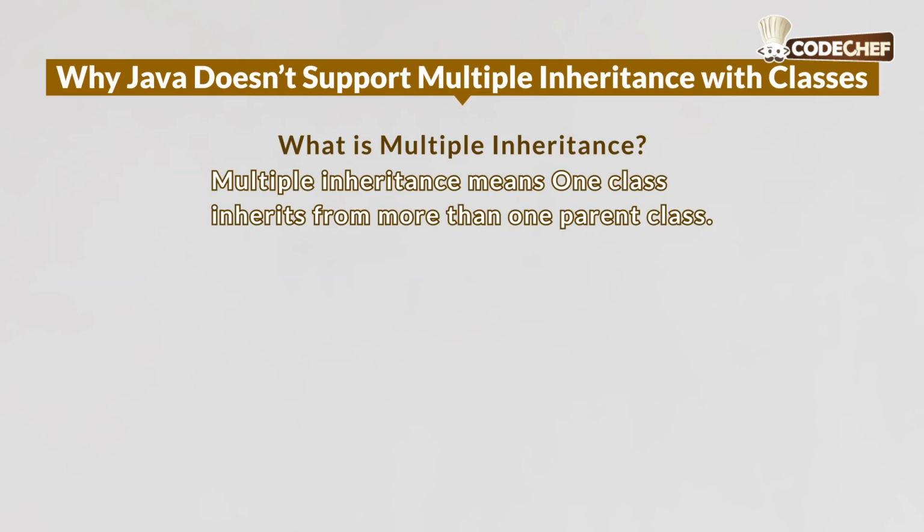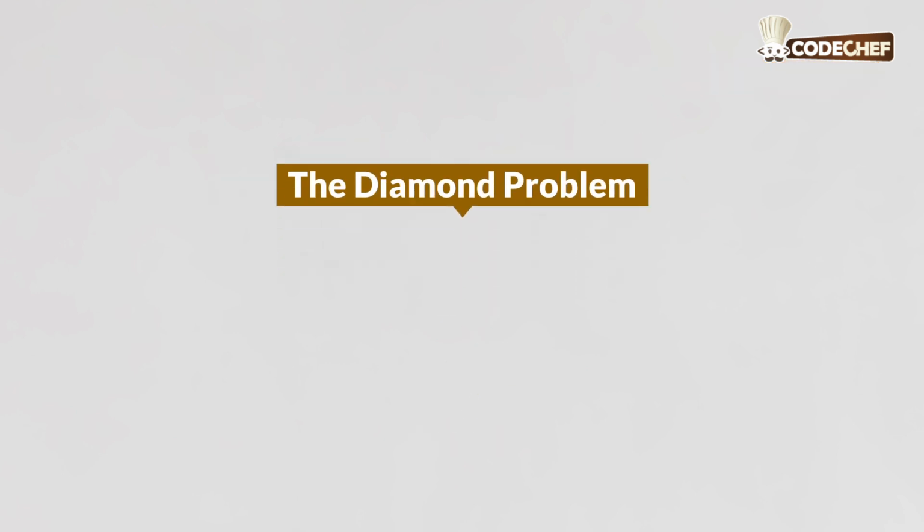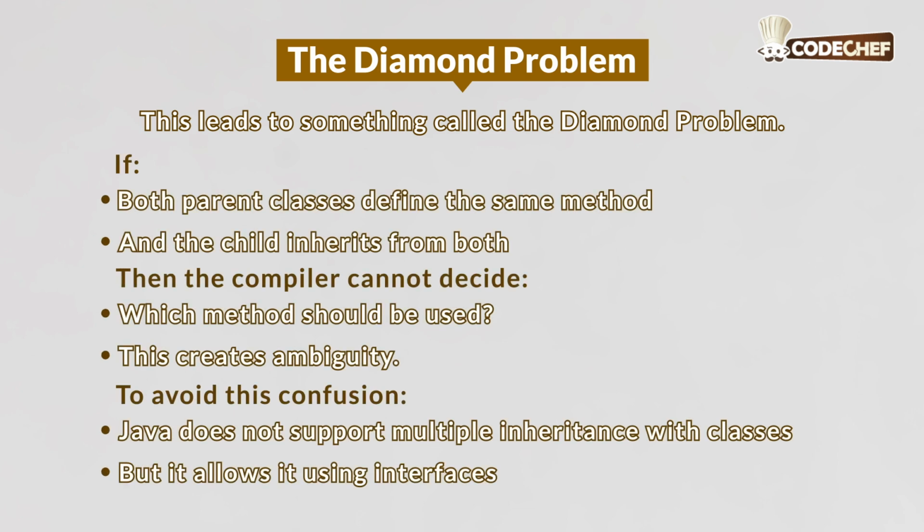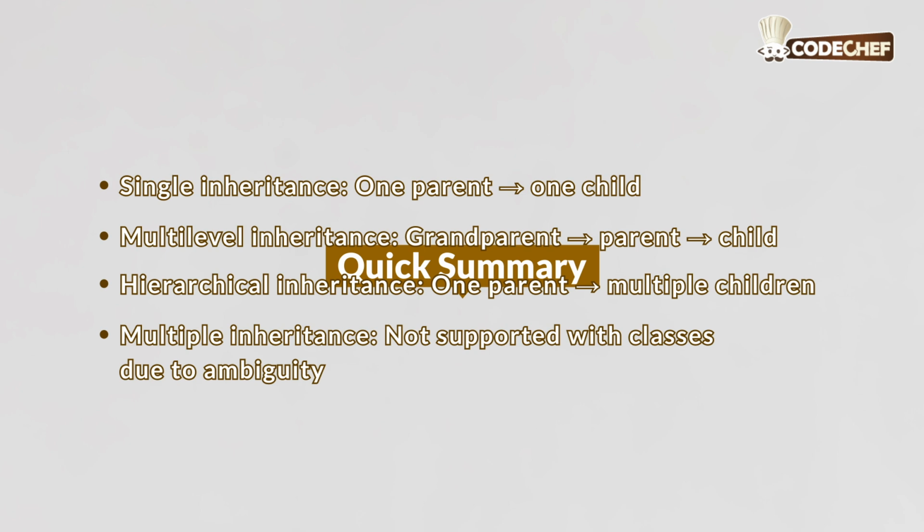What is multiple inheritance? Multiple inheritance means one class inherits from more than one parent class. For example, parent A, then we have child, and then parent B. And then we have the diamond problem. This leads to something called the diamond problem. So if both parent classes define the same method and the child inherits from both, then the compiler cannot decide which method to use. This creates ambiguity. And to avoid this confusion, Java does not support multiple inheritance with classes, but it allows it using interfaces.